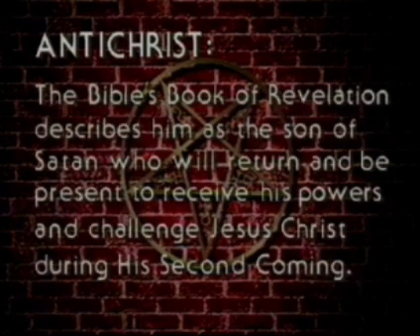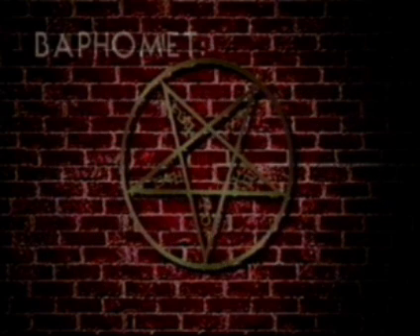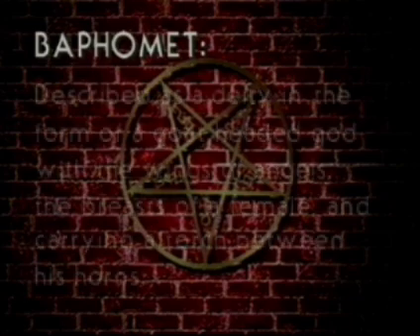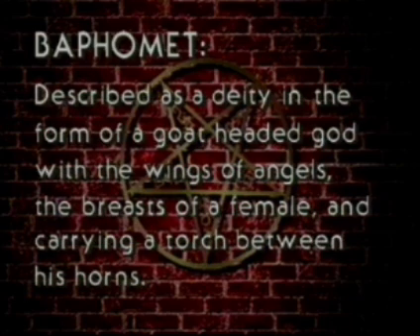The Antichrist. The Bible's book of Revelations describes him as the son of Satan, who will return and be present to receive his powers and challenge Jesus Christ during his second coming. The Baphomet, described as a deity in the form of a goat-headed god with the wings of angels, the breasts of a female, and carrying a torch between his horns.